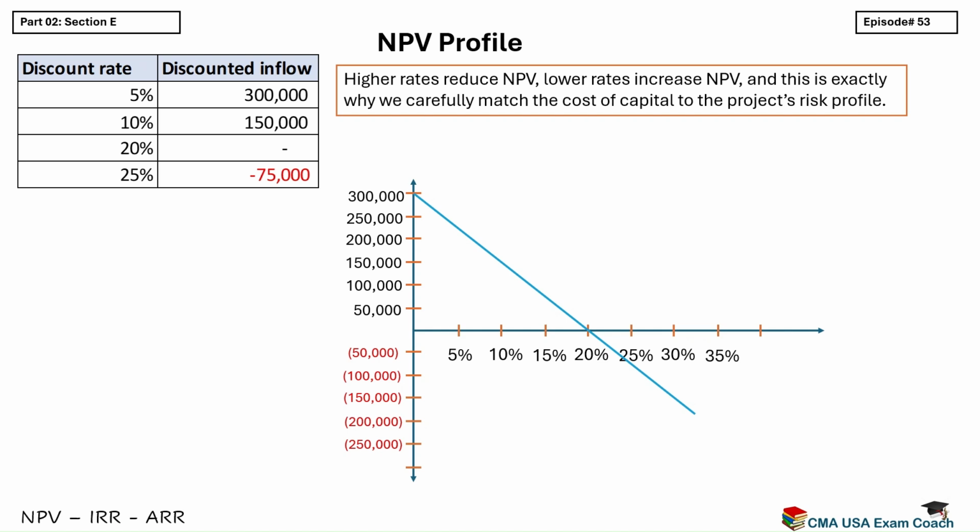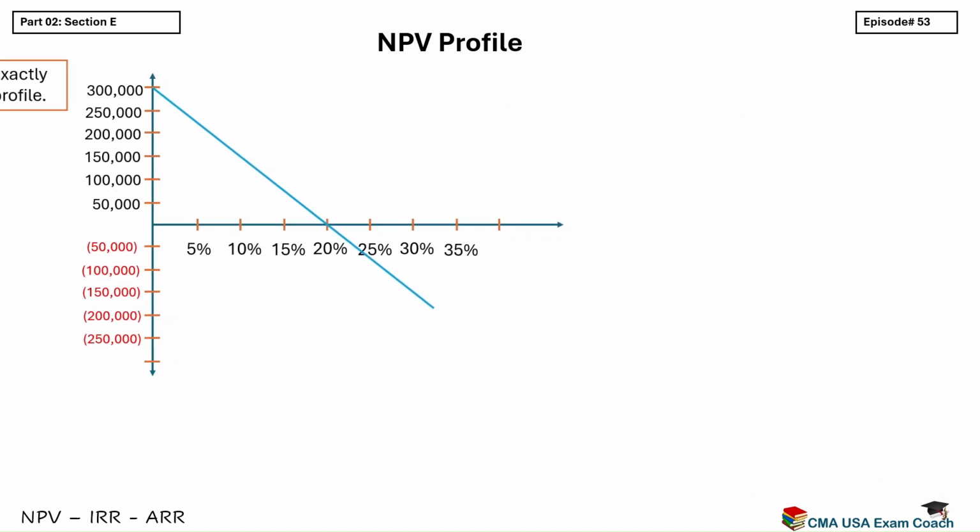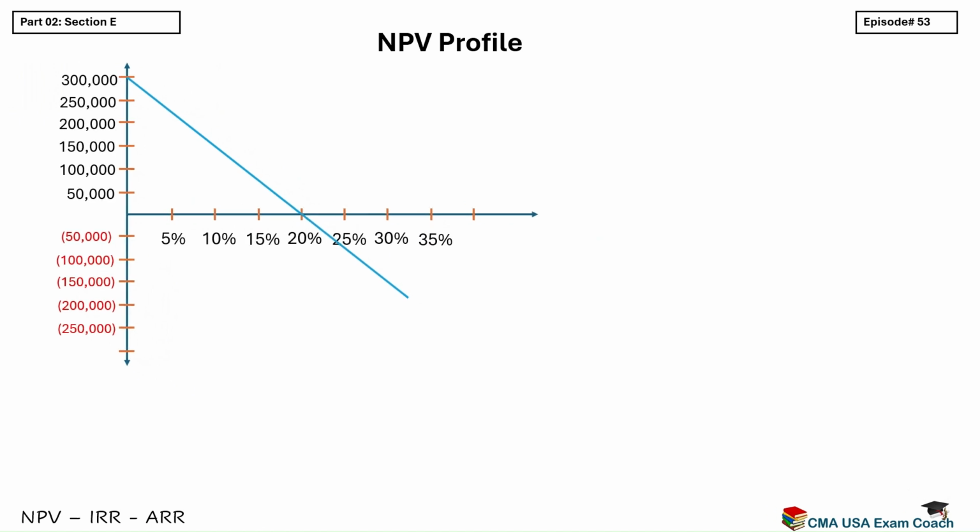Remember, the discount rate is like the cost of money, or the required return for the project. When this rate is low, future cash inflows are worth more in today's terms, so the NPV is high. But as the discount rate goes up, those same future inflows are worth less today. Since NPV is calculated by taking the present value of all future cash inflows minus the initial investment, a smaller present value of inflows means a smaller NPV.